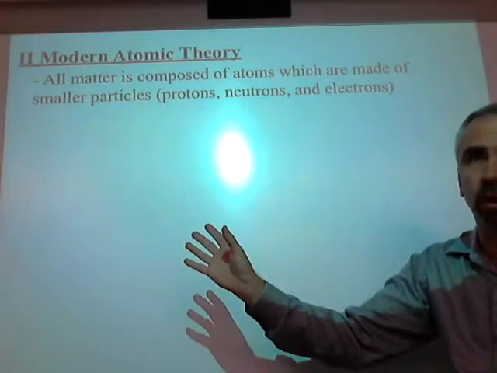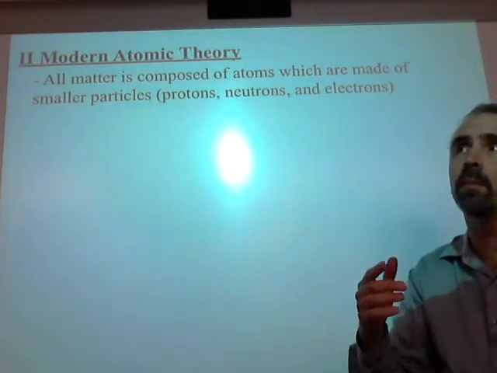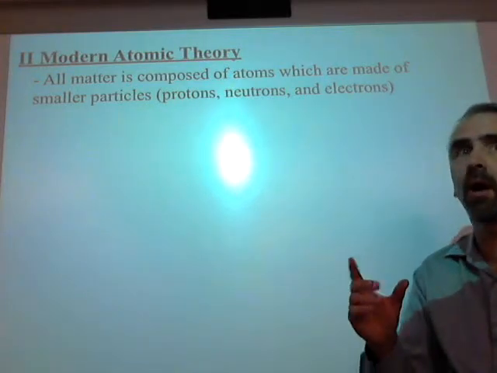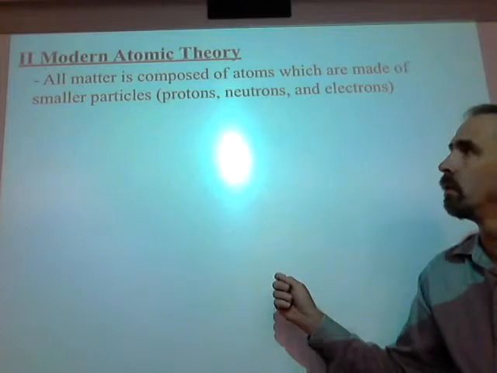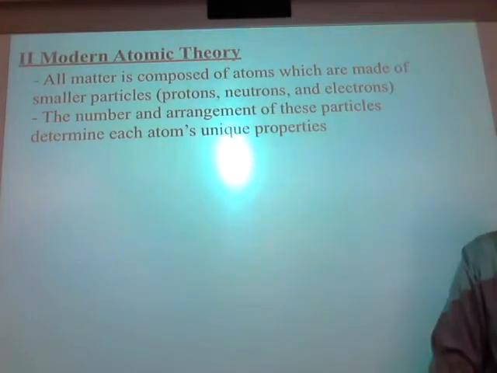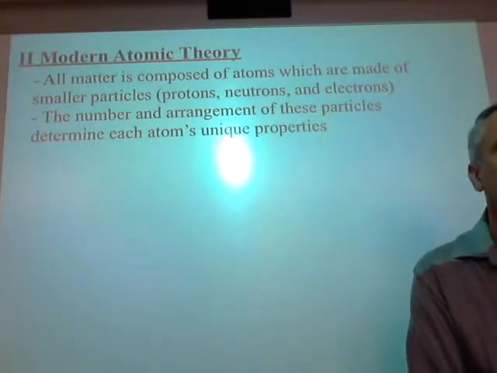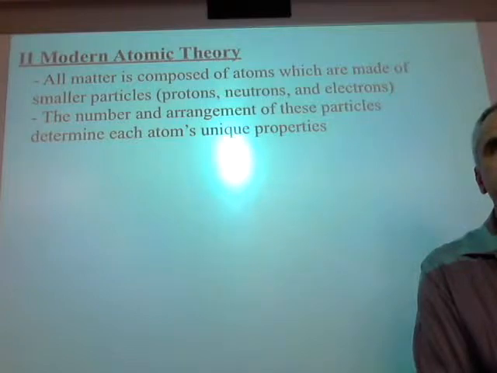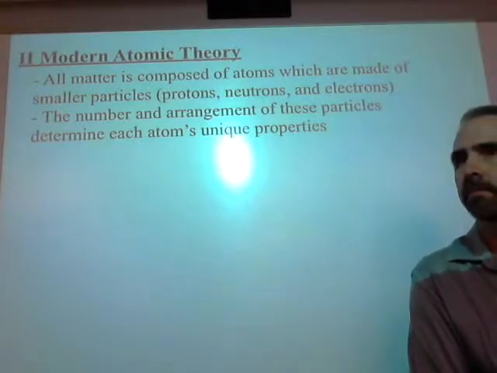Everybody's made of protons, neutrons, and electrons. There's nothing different from one proton to another proton. There is something different from one carbon atom to an aluminum atom to a hydrogen atom. They are different because each of those atoms has a different number of protons. So it's the number and arrangement of the particles that determine each atom's unique properties. Why is carbon carbon? Because it has 6 protons. As simple as that. That's why it's carbon. And you'll see that as I talk about it today.